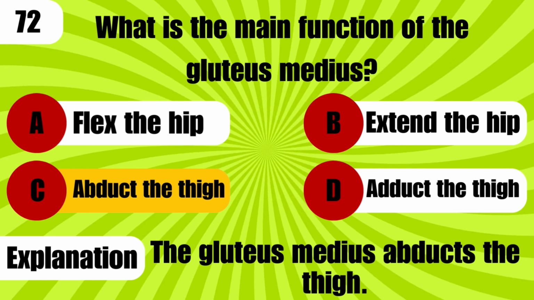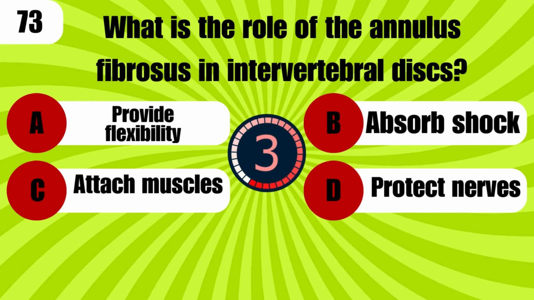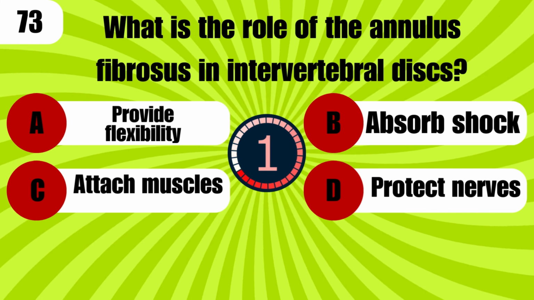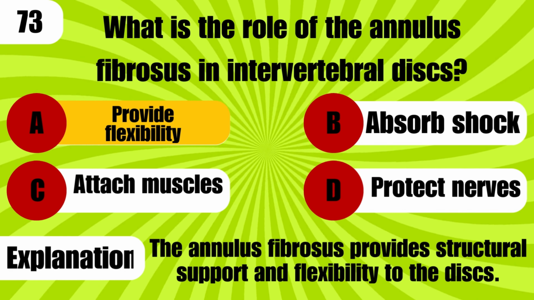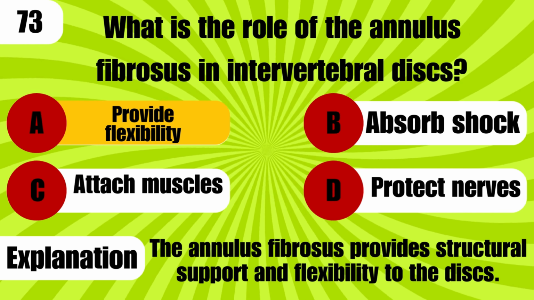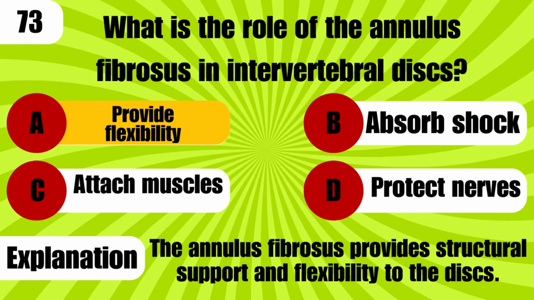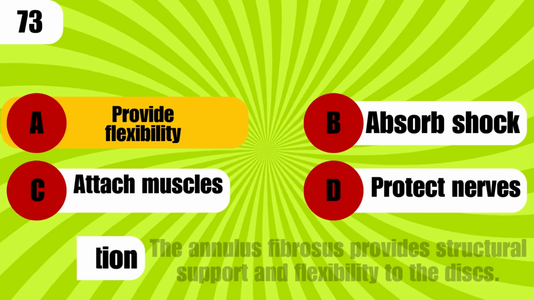What is the role of the annulus fibrosus in intervertebral discs? Option A, provide flexibility, absorb shock, attach muscle, protect nerves. The right answer is provide flexibility. The annulus fibrosus provides structural support and flexibility to the disc.